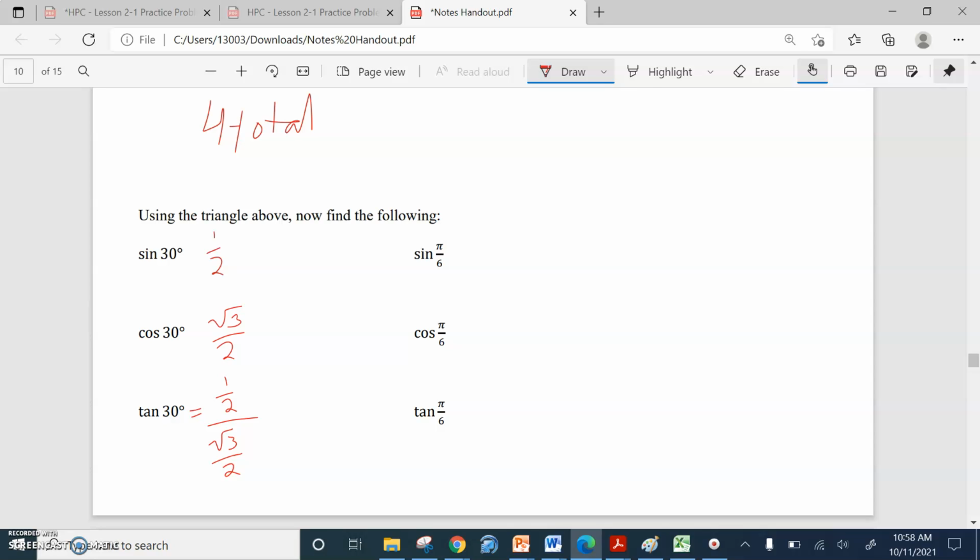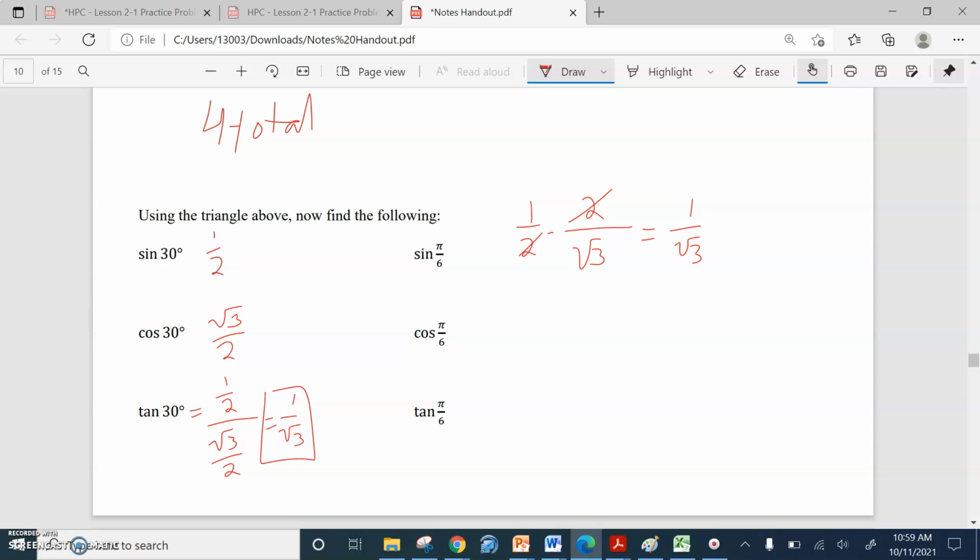Okay. So instead of doing 1/2 divided by the square root of 3 over 2, we can take 1/2 times the reciprocal, times 2 over the square root of 3. And what we get is the 2's reduce, and we get 1 over the square root of 3. So we can box that in.